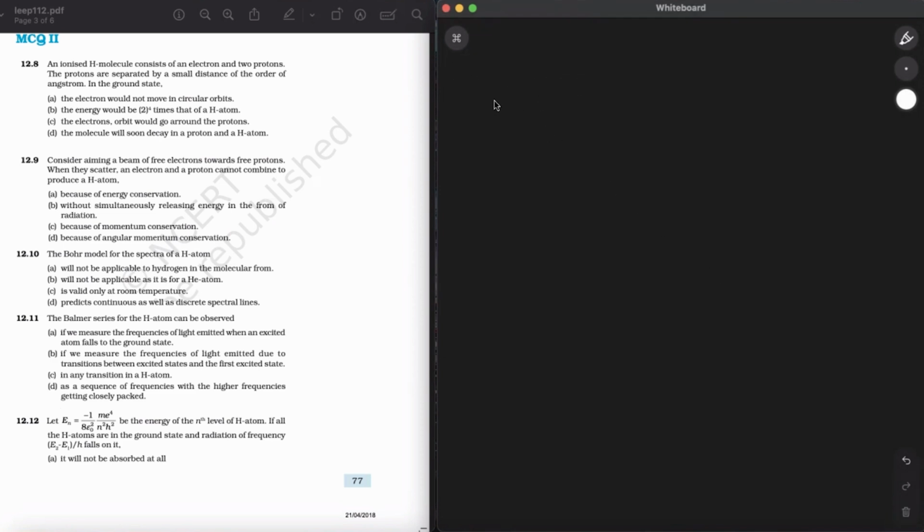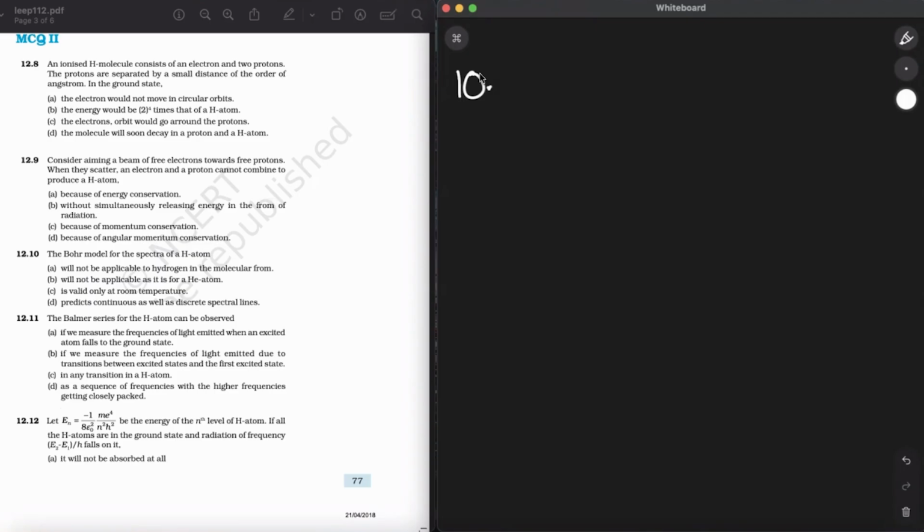So now, next step, we have to check question number 10. The Bohr model for the spectra of an H atom will be applicable to hydrogen in the molecular form. Option B: will not be applicable as it is for a helium atom. Option C: is valid only at room temperature. Option D: predicts continuous as well as discrete spectral lines.